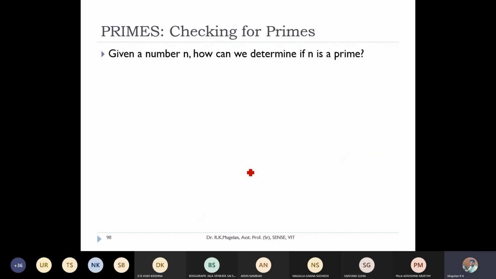Right. For example, I'm giving you a number called n, any integer, and asking you to find whether the given number is a prime number or not. How will you find? Any method you know? If you learned from your school math, you can share it in the chat box. I hope I'm audible. Any method you know?